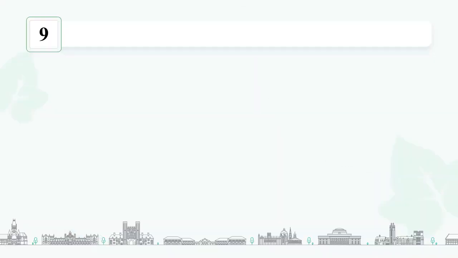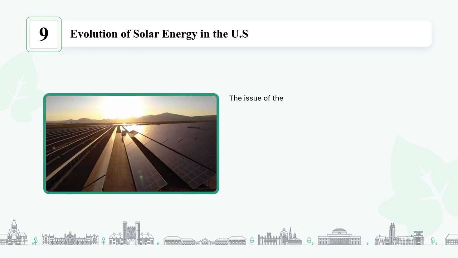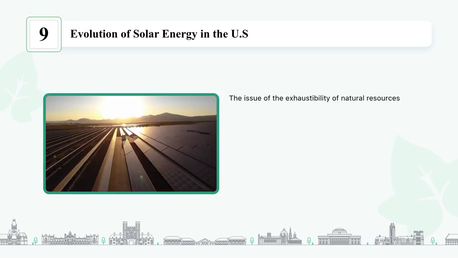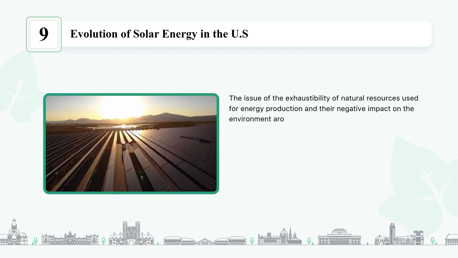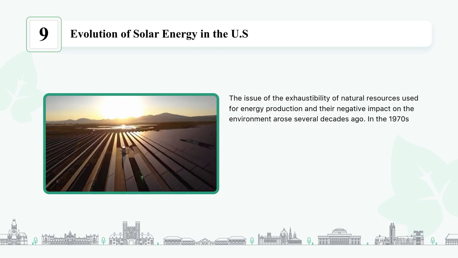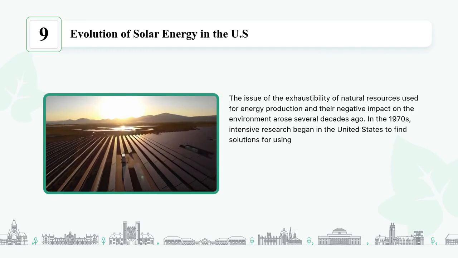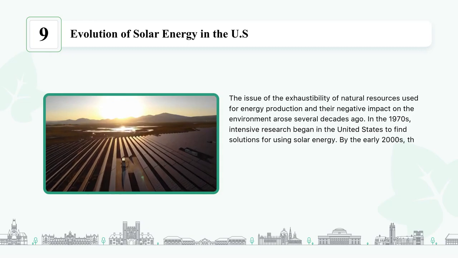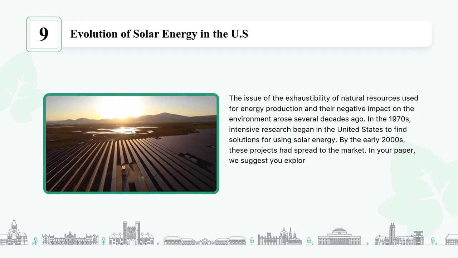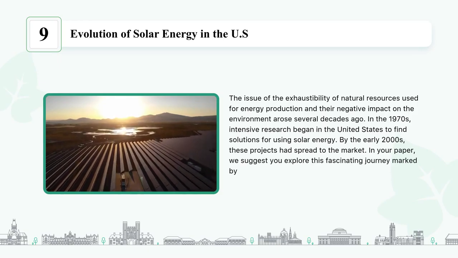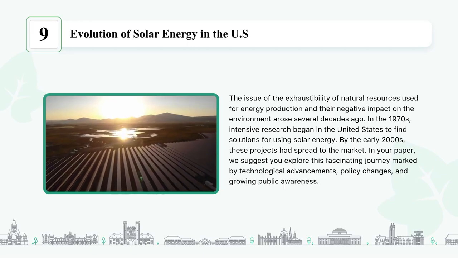Evolution of solar energy in the U.S. The issue of the exhaustibility of natural resources used for energy production and their negative impact on the environment arose several decades ago. In the 1970s, intensive research began in the United States to find solutions for using solar energy. By the early 2000s, these projects had spread to the market. In your paper, we suggest you explore this fascinating journey marked by technological advancements, policy changes, and growing public awareness.